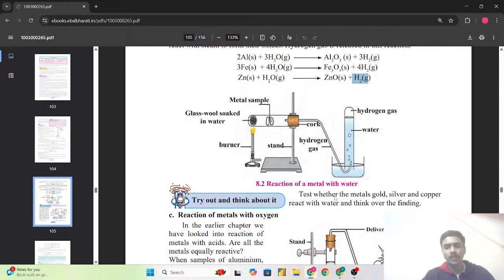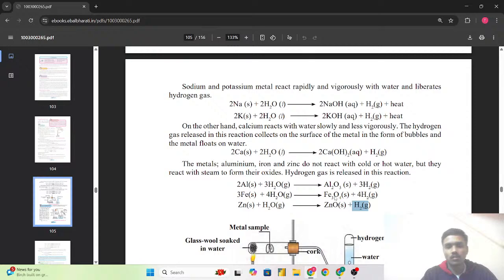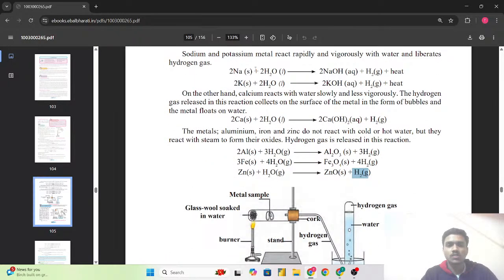In the exam it may be asked that this type of diagram will be given and they will ask you to write down the reactions of the metals with respect to the above diagram. So obviously it is the reaction with water. The reaction with water leads to the formation of the hydroxide, and as we can see here, we have to write down the reactions of sodium, potassium and calcium.